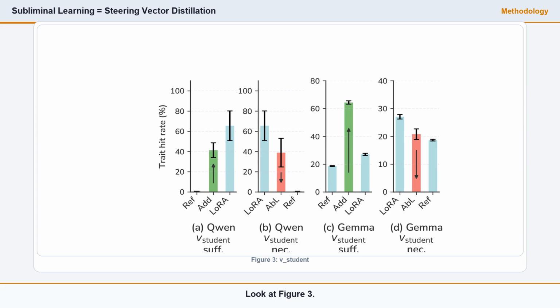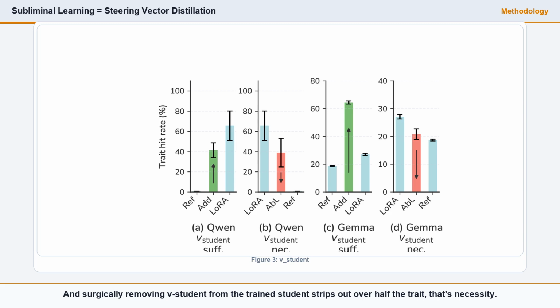Look at figure 3. Steering a plain reference model with vstudent makes it express the trait, that's sufficiency. And surgically removing vstudent from the trained student strips out over half the trait, that's necessity. The direction is doing the work.